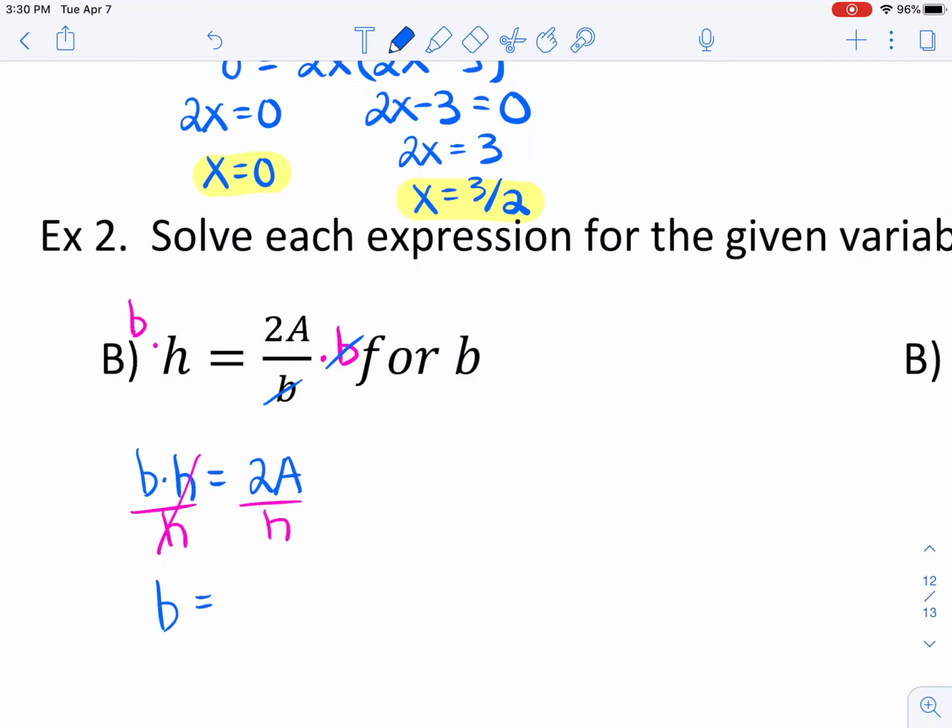That way our b is going to be alone or isolated. So when we divide by h, we end up with b equals 2a over h. This is our answer. Remember, we were trying to solve for b. We got b by itself. So our answer is b equals 2a over h.